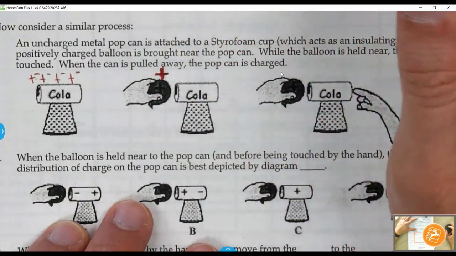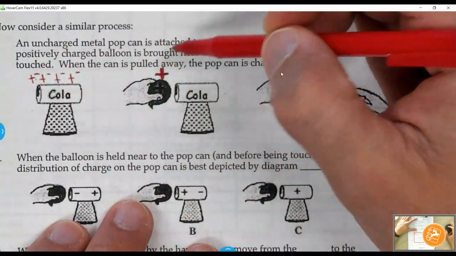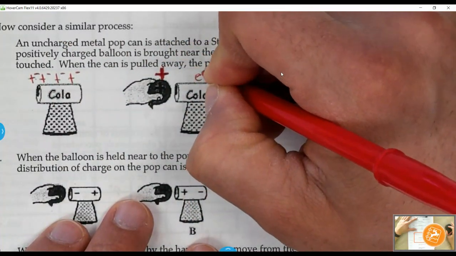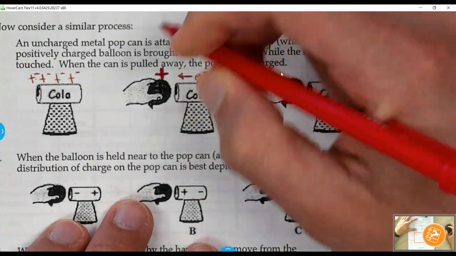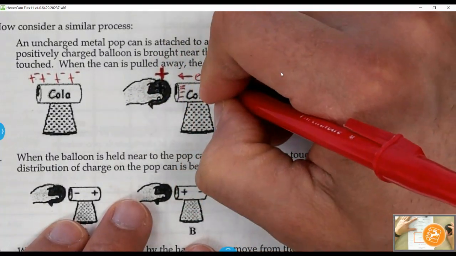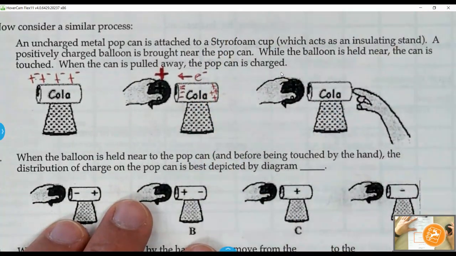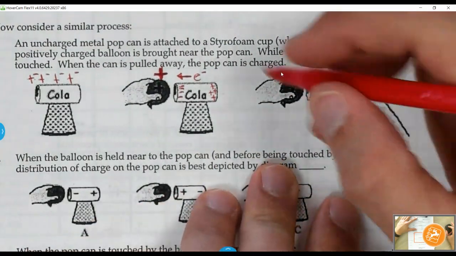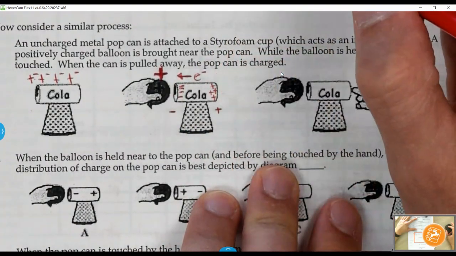So what's going to wind up happening? The electrons that were neutral and can move around, are they going to be attracted to this positive charge? Yes, they are. So these electrons all scoot over here, which leaves the right side more positively charged. Now this side is more negatively charged and this side is more positively charged.